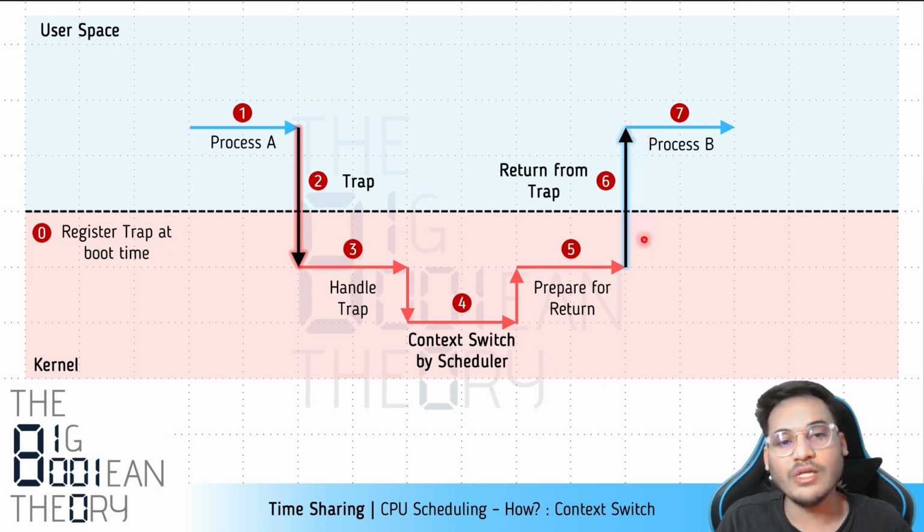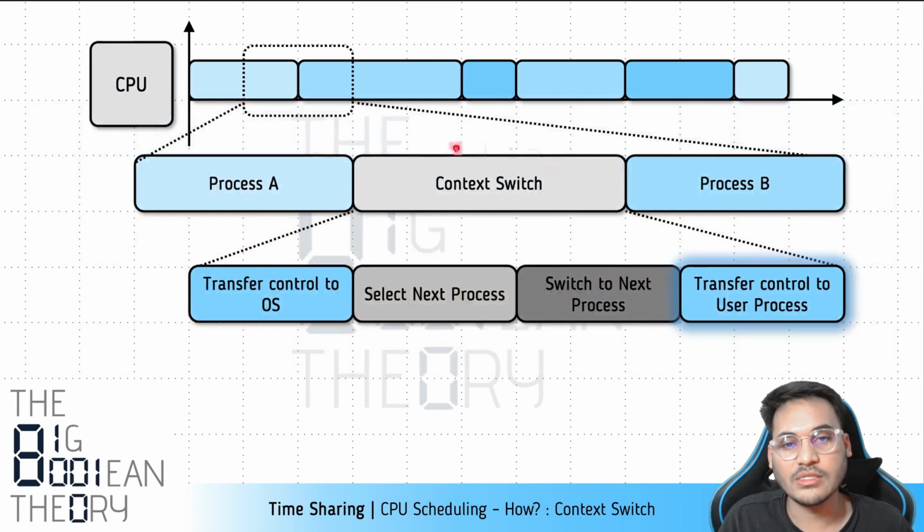So this is how we leave the kernel. This is the part that I'm talking about. If you see this context switch, there are 4 major steps. First is transferring control to the OS, which is the entry part. Then selection of the next process using some policy or algorithm, which we will cover in the next topic. Then there is the switching to the next process, where we switch the registers. That is what we discussed in this video. And then there is the transferring of control back to the user process, right? Which is the exit part.